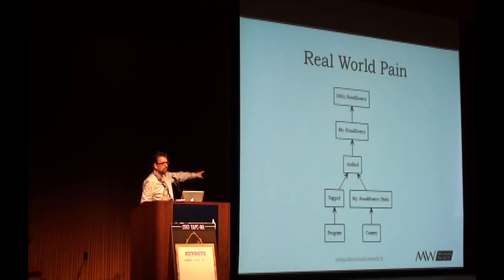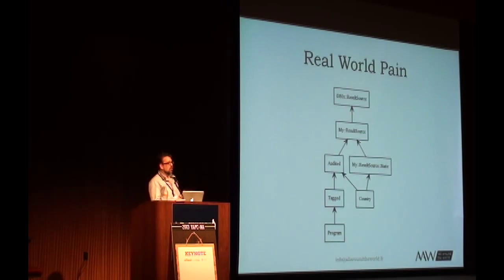We didn't want that. There's a number of ways we could have flipped this around, but eventually we fell back onto this. Country, multiply inherited, from audited to my result source static. And that turned out to be a problem because the audited class offered a whole bunch of behavior that we didn't want for the country class, but it worked.